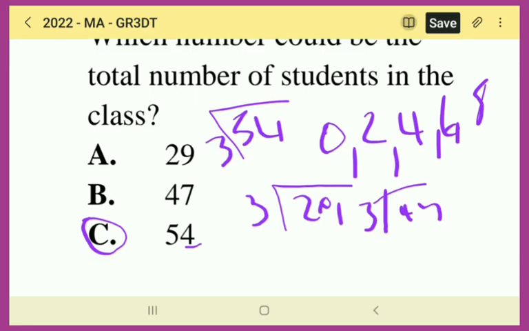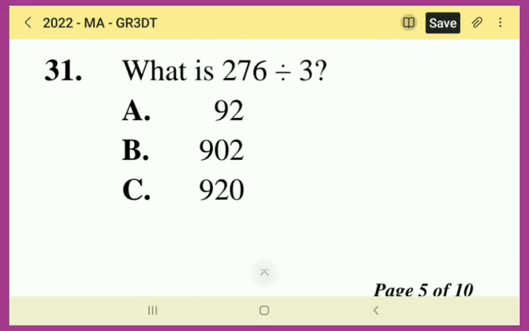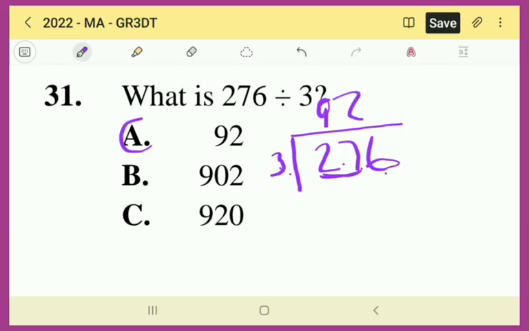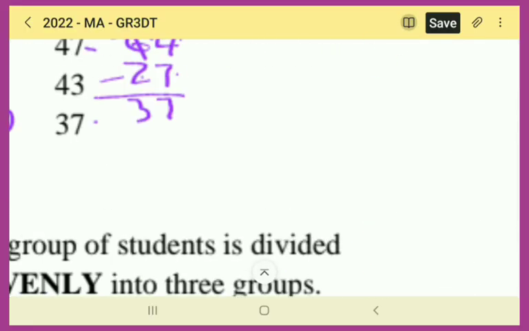All right, moving on. What is 276 divided by 3? Division, you must know your tables, guys. You have to know your tables in a grade 3. 3 into 27, it won't go into 2, so then you do 2 digits. 3 into 27 is 9. 3 nines are 27. Get it? And then, do we move on? What do we do, guys? Let's go. 3 into 6. 3, what gives you 6? 2. The answer is 92. Good job. Moving on to 32.